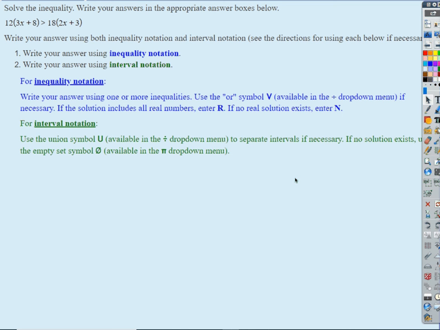This is how all your problems are going to look on the solve the inequality, write your answers in the appropriate boxes below. Well, you can't see the boxes, but they'll be in the middle. Here's the inequality we're solving. I want you to write your answers using both inequality notation and interval notation. Okay? So first we're going to write the answer using inequality notation and then using interval notation. So let's do this one first. Let's do the problem and then we'll look at how to write our answers.